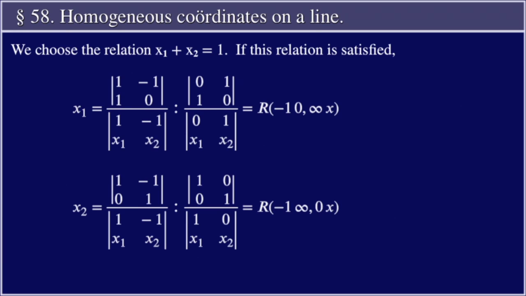If this relation is satisfied, x1 is equal to the determinant (1, minus 1; 1, 0), divided by the determinant (1, minus 1; x1, x2), divided by the determinant (0, 1; 1, 0), divided by the determinant (0, 1; x1, x2), is equal to the cross ratio R of (minus 1, 0), (infinity, x). x2 is equal to the determinant (1, minus 1; 0, 1), divided by the determinant (1, minus 1; x1, x2), divided by the determinant (1, 0; 0, 1), divided by the determinant (1, 0; x1, x2), is equal to the cross ratio of (minus 1, infinity), (0, x).